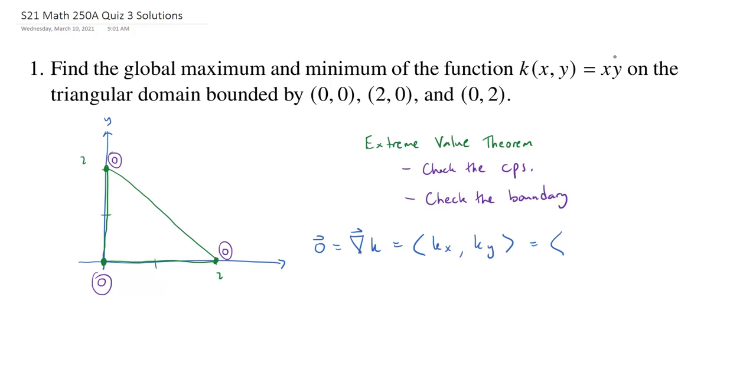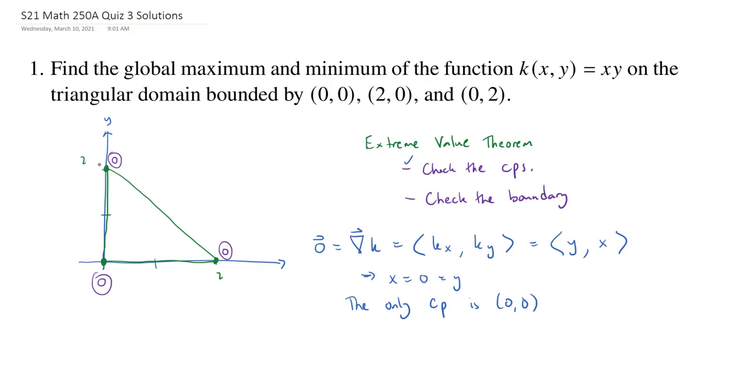For the gradient of k, we need to take the partial derivative with respect to x, so I need kx, and then the partial with respect to y. The partial with respect to x is just y. The partial with respect to y, now I'm treating x as a constant, we just get x. And so where is this equal to the 0 vector? Only when x is 0 and y is 0. So the only critical point is 0, 0. And we've already determined the value at that critical point. So check.